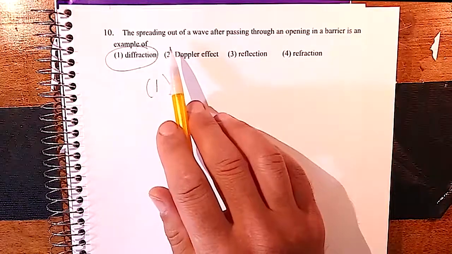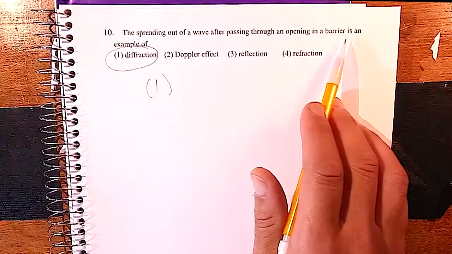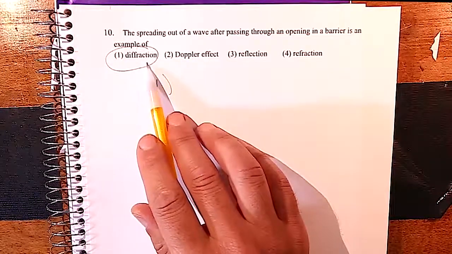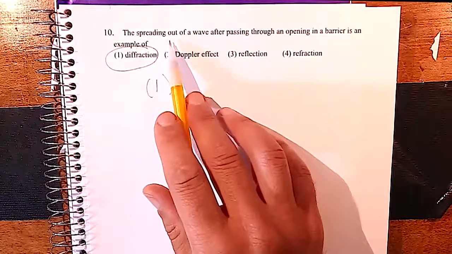So this one is a straight up definition. The spreading out of a wave after passing through an open barrier is an example of diffraction. Remember, diffraction is the bending of a wave, so what's it going to do? That bending is going to create spreading out.